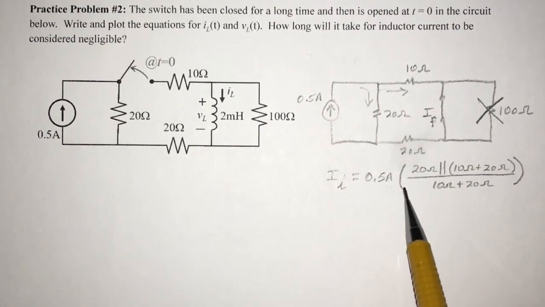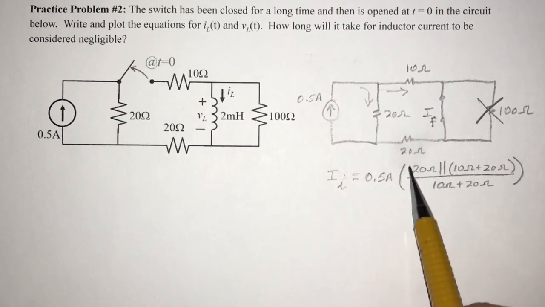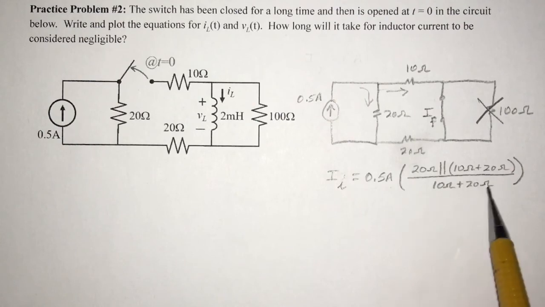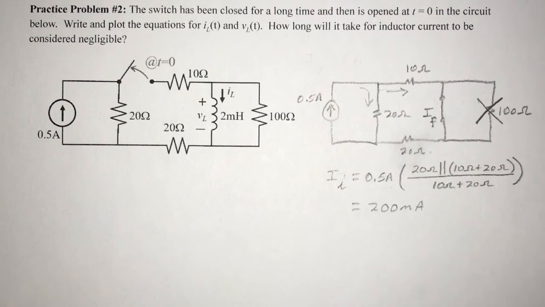0.5 amps times the quantity 20 ohms in parallel with 10 plus 20 ohms. This is our equivalent resistance. In the bottom goes the total resistance in the branch current that we're looking for. The initial current comes out to be 200 milliamps.